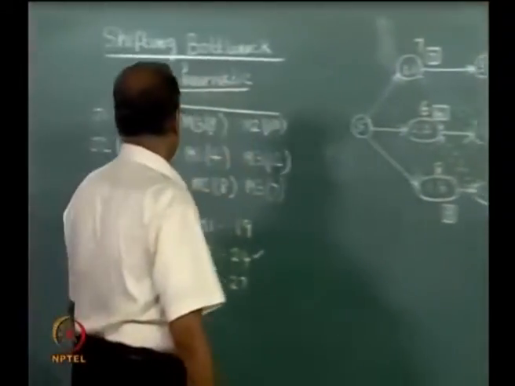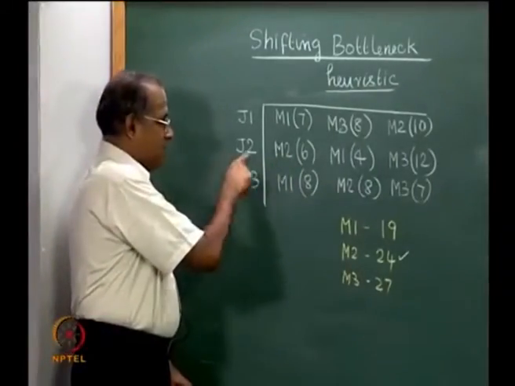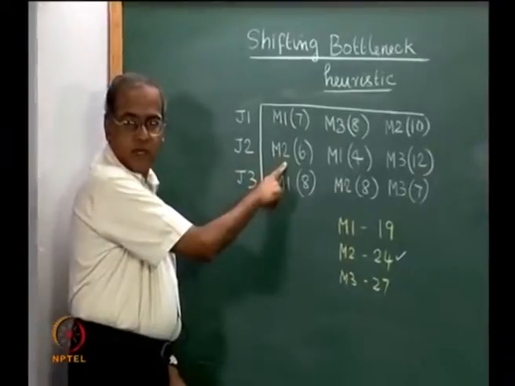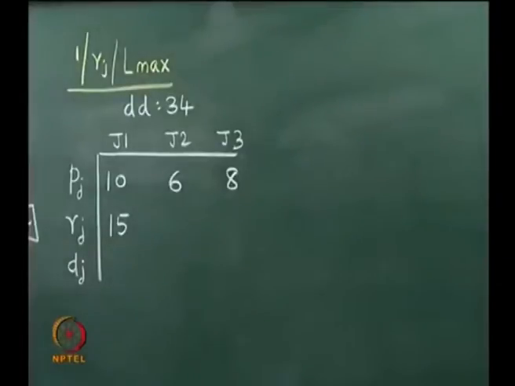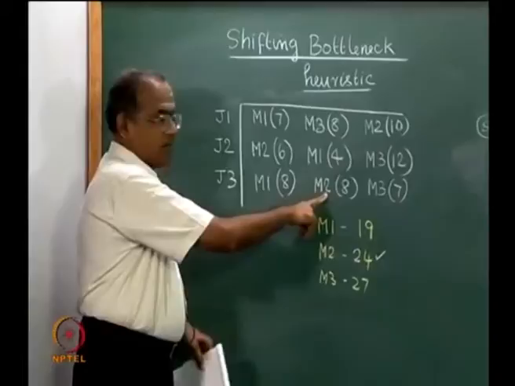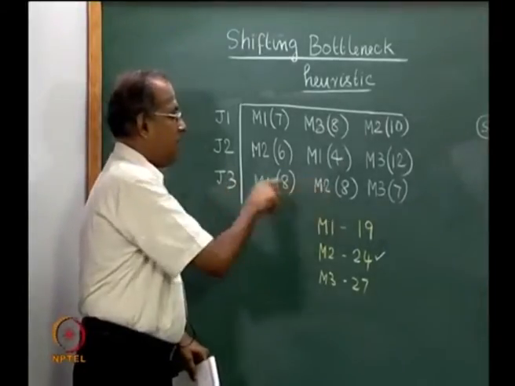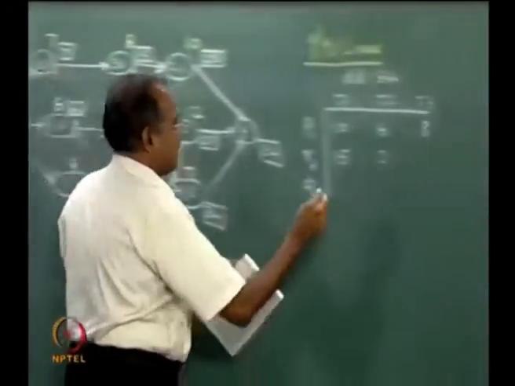Now, as far as J2 is concerned, J2 on M2 is the first operation, therefore the earliest it is available is 0. As far as J3 is concerned, M2 is the second machine, and therefore the earliest J3 can be available at M2 is at time equal to 8.